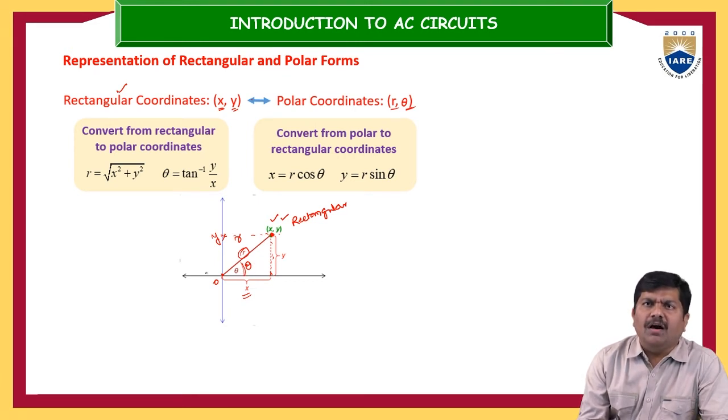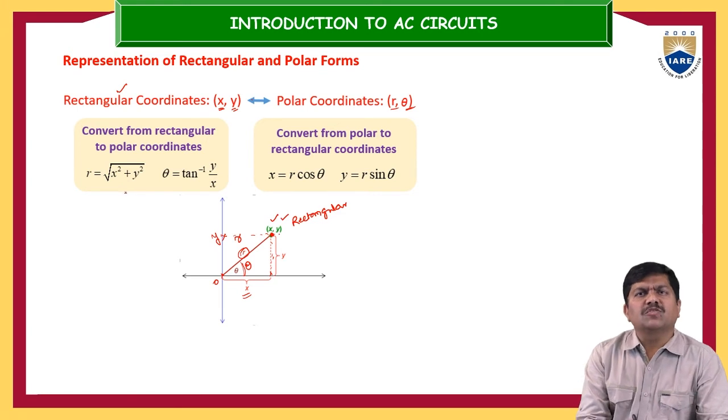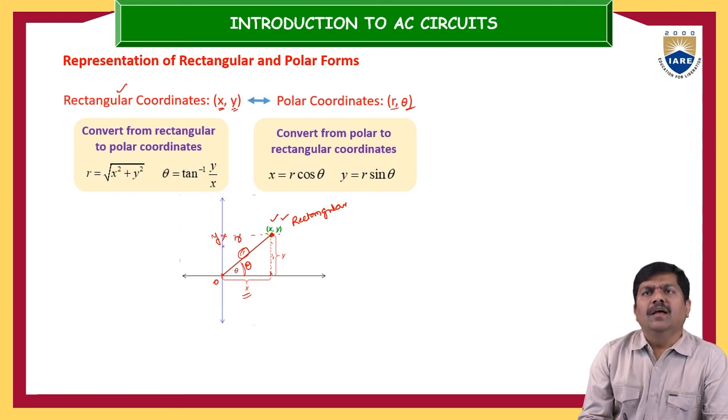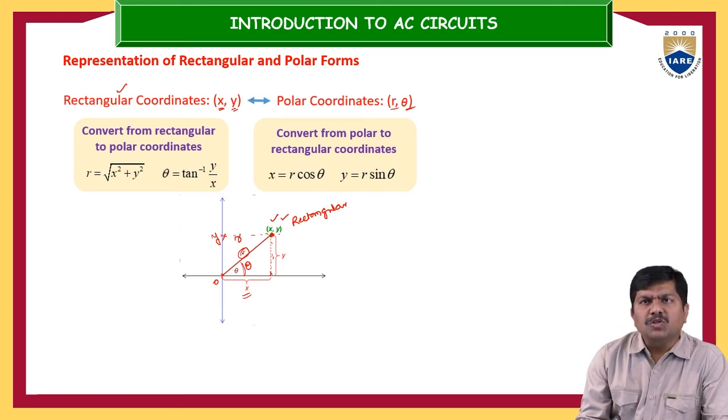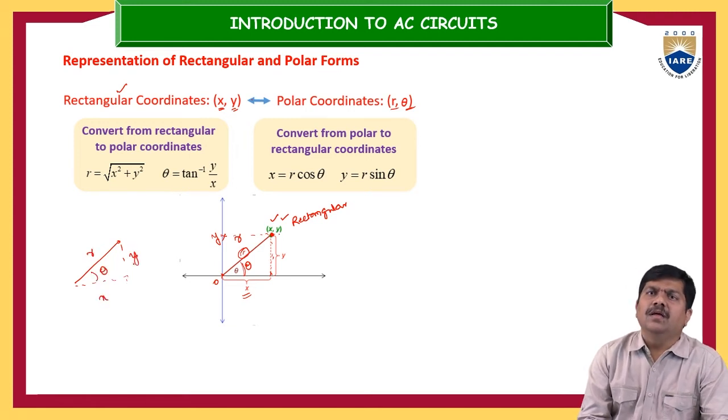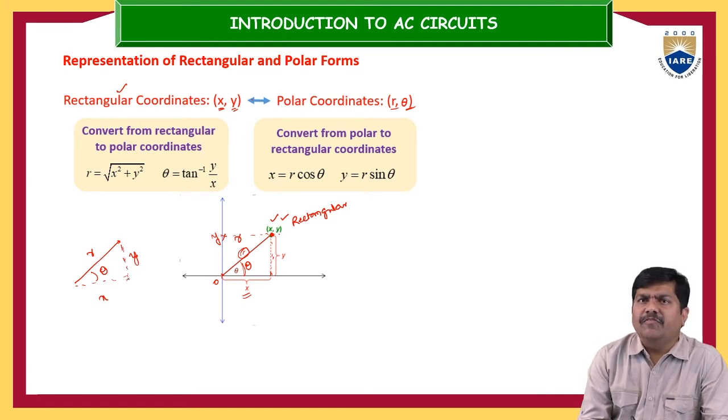What about r? r is represented as the square root of x square plus y square. How did we get this? Suppose you assume this side is y and this is x, this is r and this is theta. In this case, r is known to me, this height y is also known to me, and this adjacent side is also known to me.